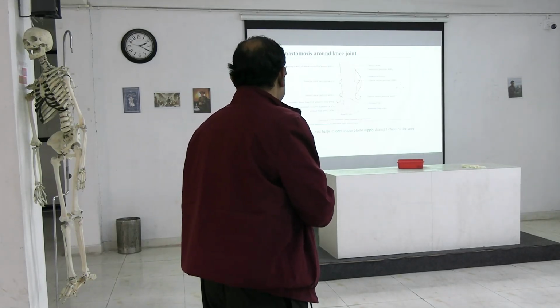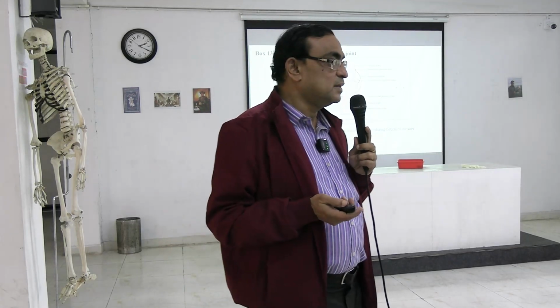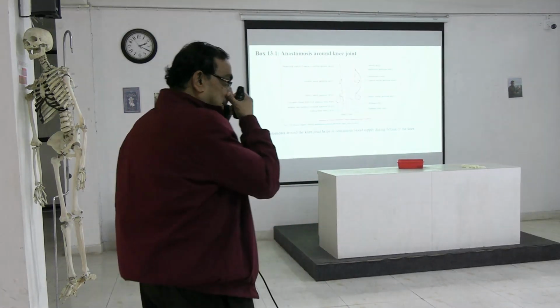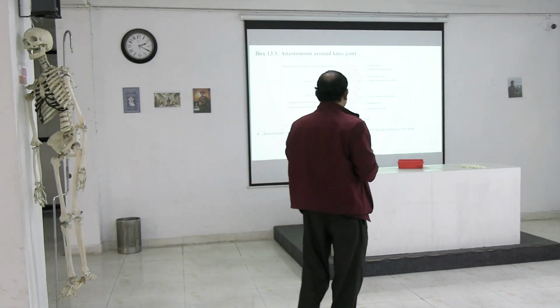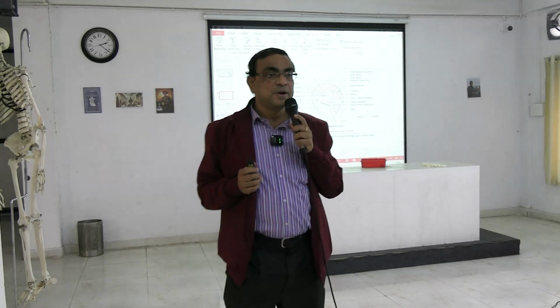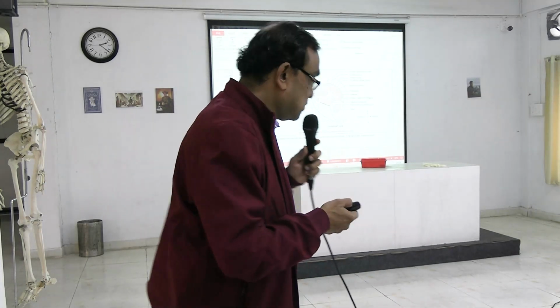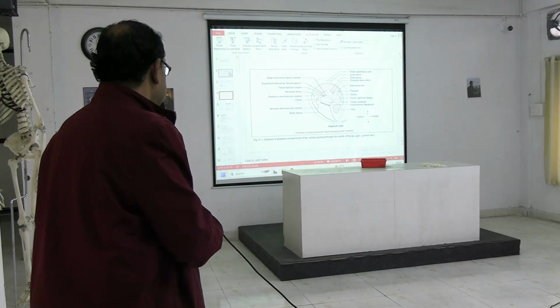So this is the arterial anastomosis. It is contributed by the genicular arteries and fibular arteries. Okay, so we will learn the different compartments of the leg. Today we are concerned with this compartment, that is the posterior compartment.